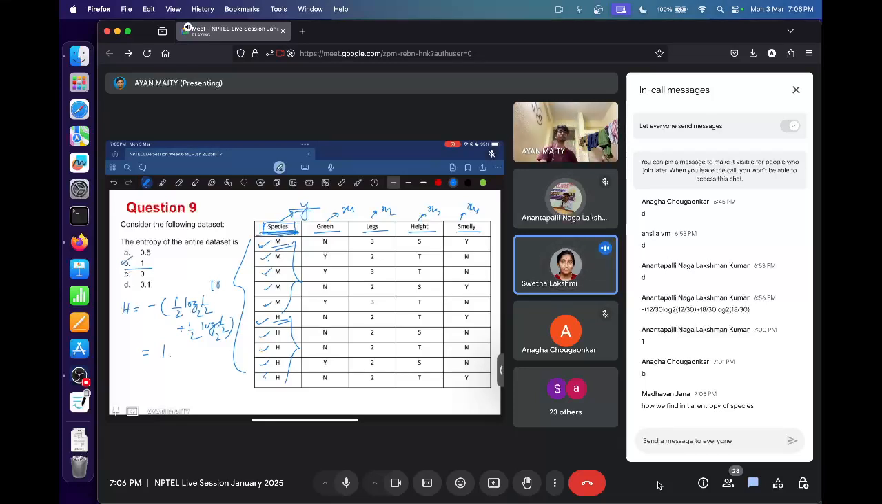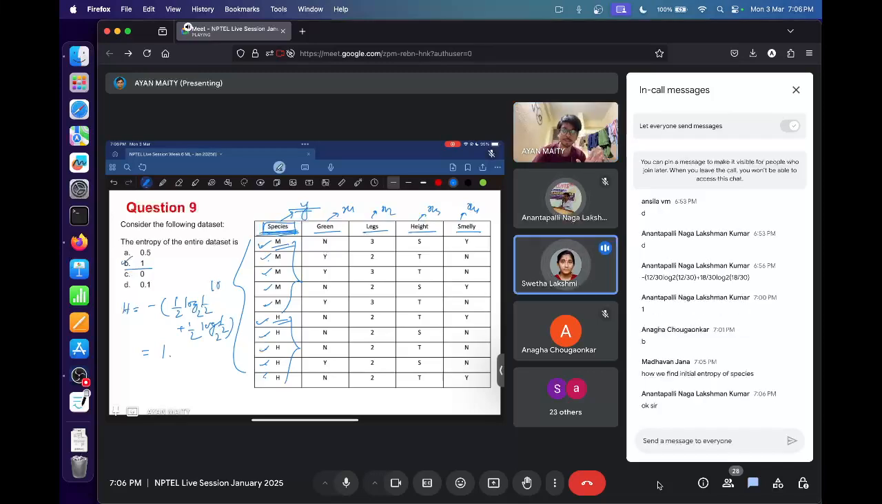It will be written in the question. But it is not given in this question. I'm saying if a similar question comes, then will it not be written? No, it will always be written. I told you verbally that species is the target variable, but I forgot to write it in this question. But in any data set, the class variable would always be mentioned in the question. Which one is the class variable? Otherwise, how will you know which one is the target and how you have to calculate the entropy? So that would always be mentioned in the question.